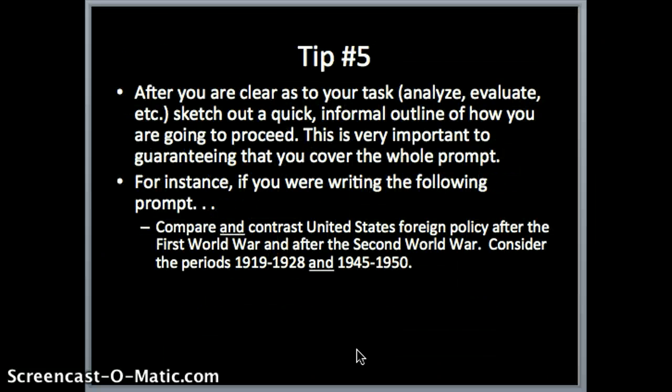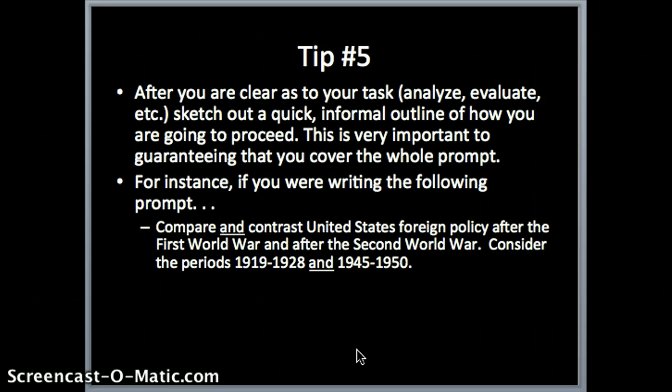So tip number 5: after you are clear as to your task, whether you analyze, evaluate, etc., sketch out a quick informal outline of how you are going to proceed. This is very important to guaranteeing that you cover the whole prompt. Personally, this really helps me quite a bit. I tend to be a visual writer, so almost every time I have to write anything, I have to diagram it out before.